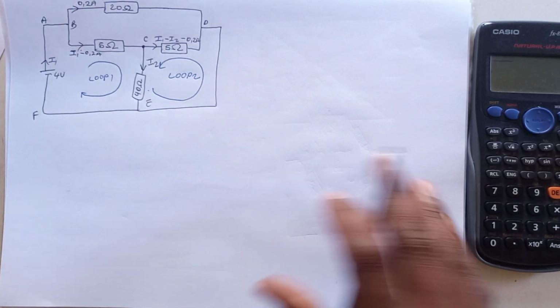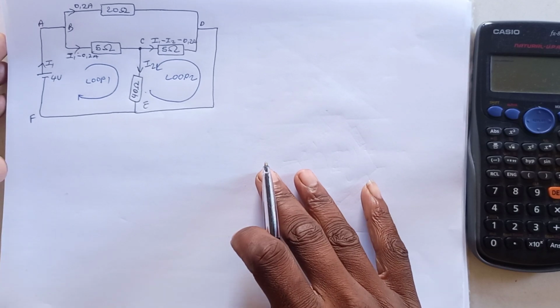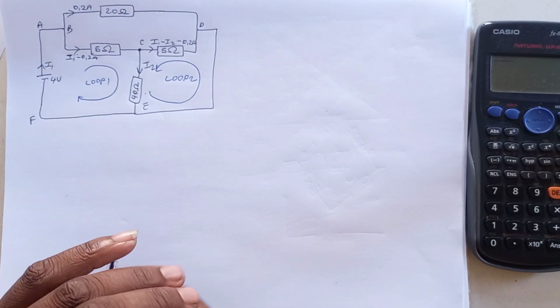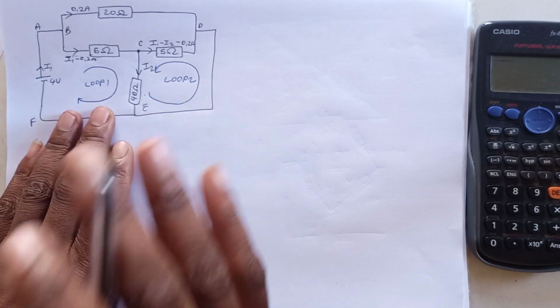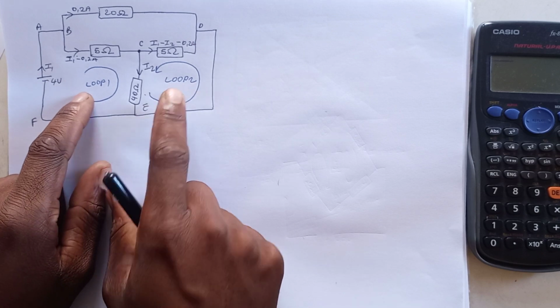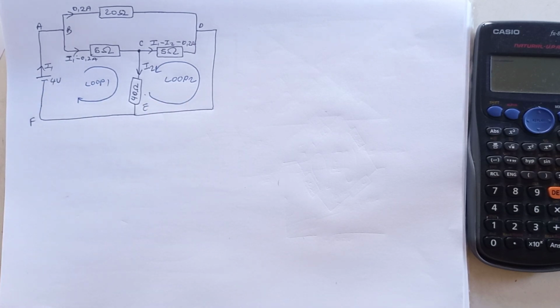So we've got a lot of loops, but on entry they will tell you which loop to go for when setting equations. So you must use that loop. In this case, we're going to take this loop and this loop. So let us set an equation for loop 1.